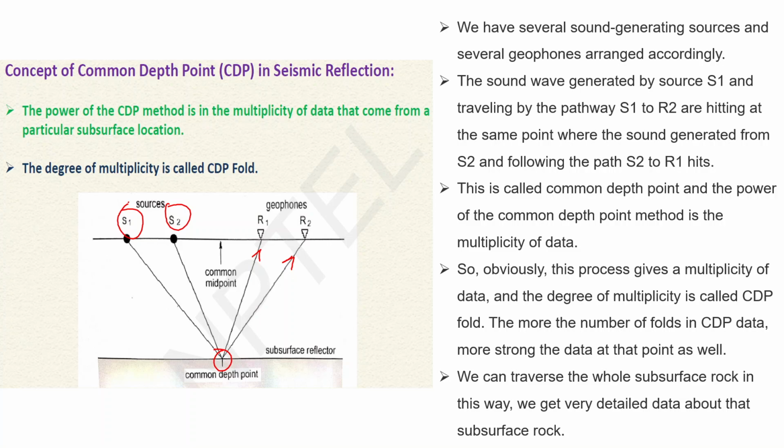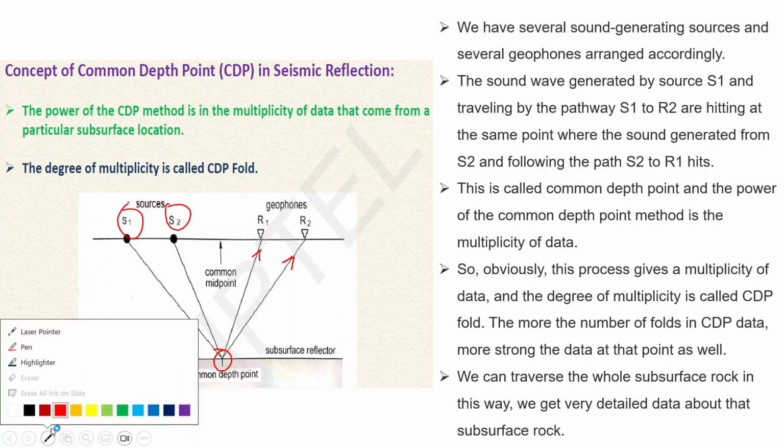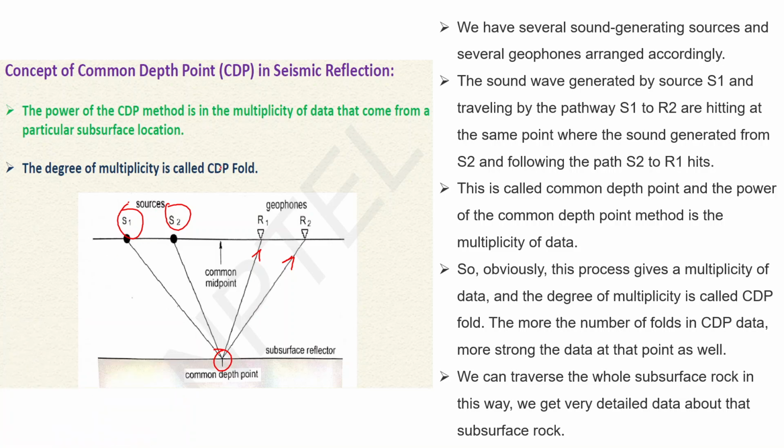Basically, we have several sound generating sources and several geophones. Geophones are basically the detectors. These are the detectors. So sound waves generated by source S1 traveling by the path S1 to R2 are hitting at the same point. We can see this sound wave from S1 is hitting at this point, and the sound wave from S2 is also hitting at this point.